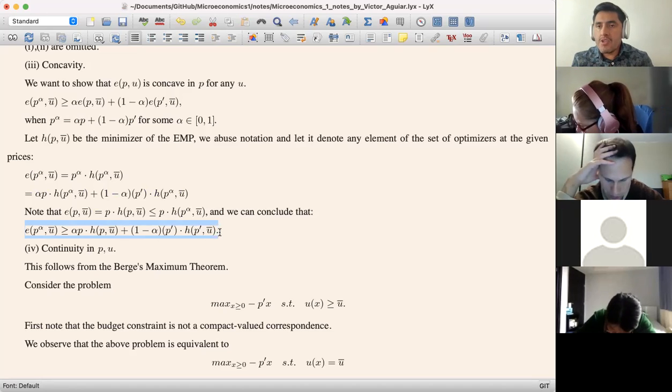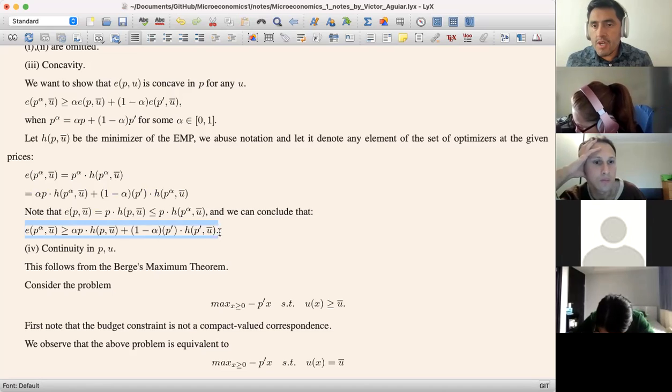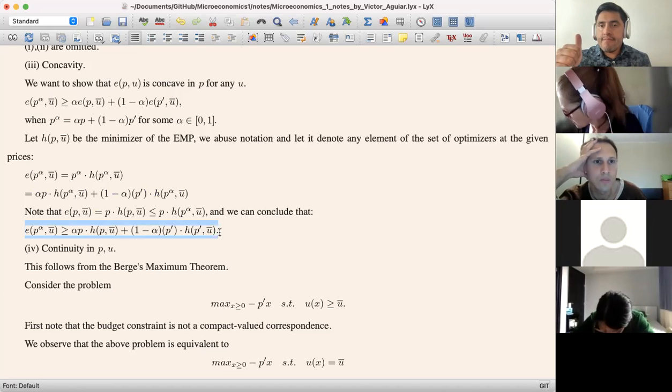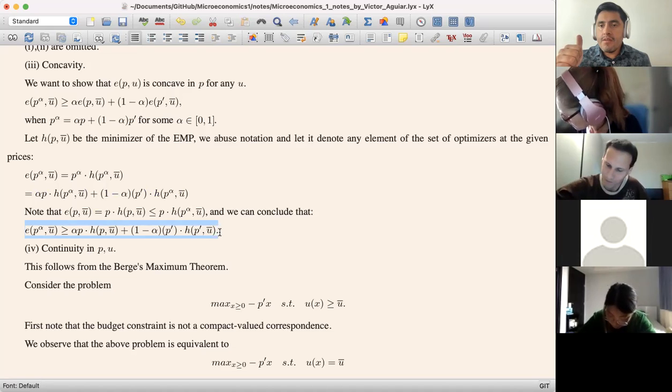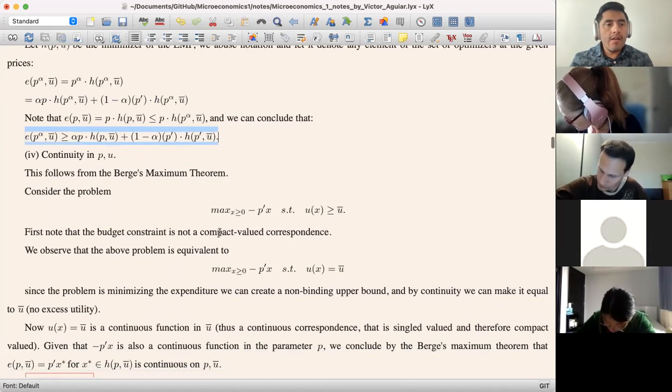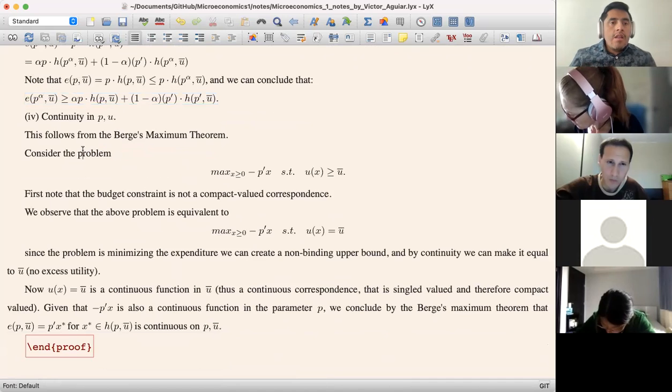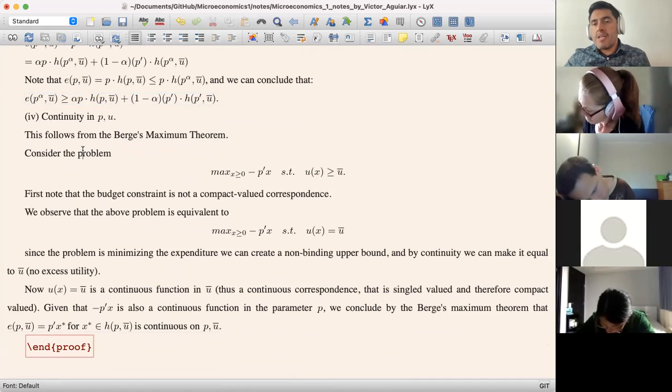We minimize the expenditure, which is a linear objective, right? You end up with a concave objective function. Okay. So everyone's happy with that? Yeah. Okay. Good. Now, continuity in P and U follows from Berge's maximum theorem.